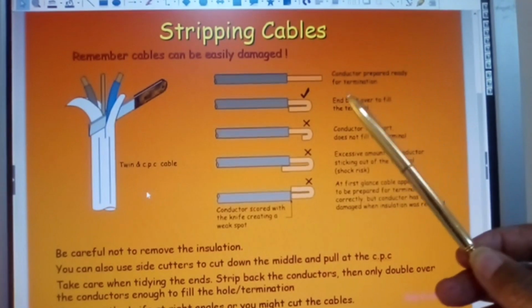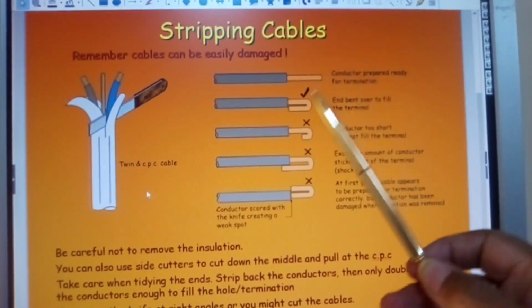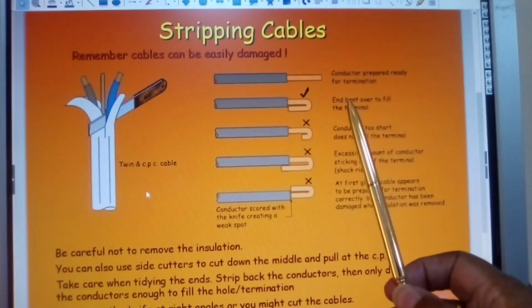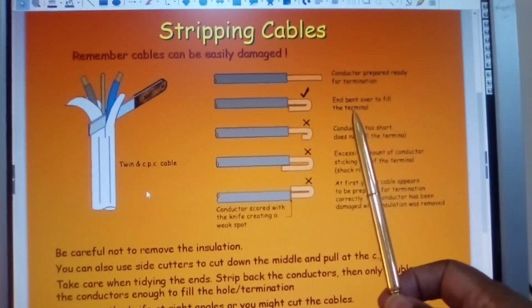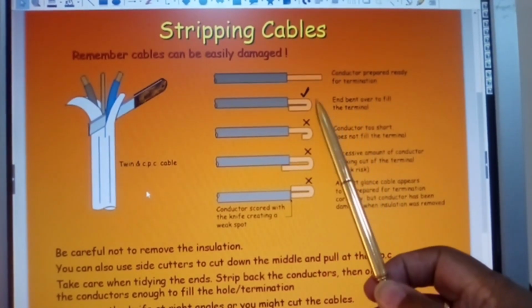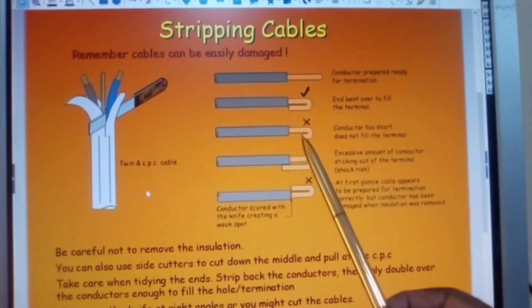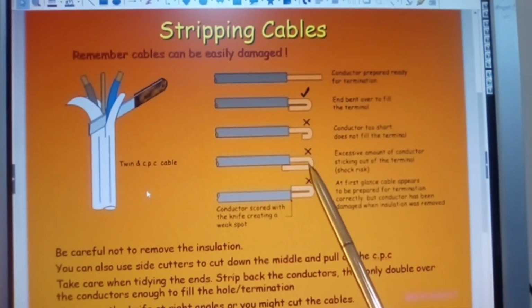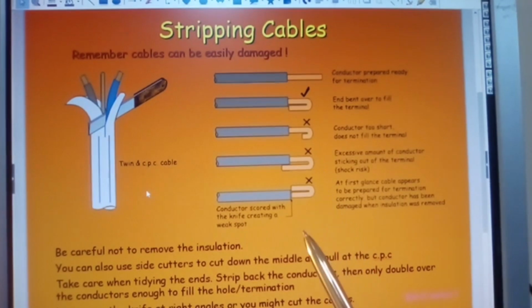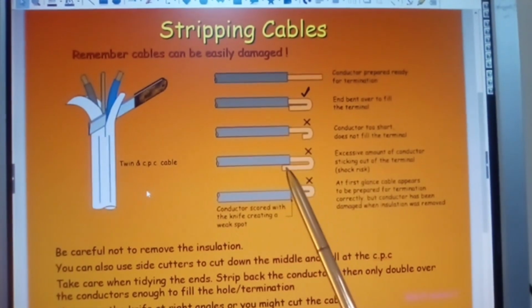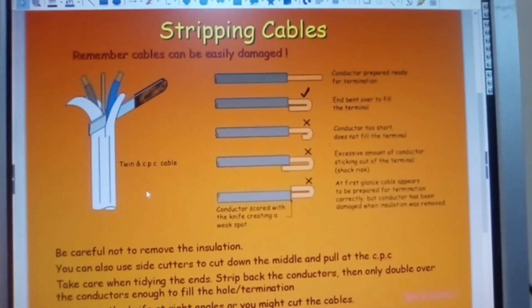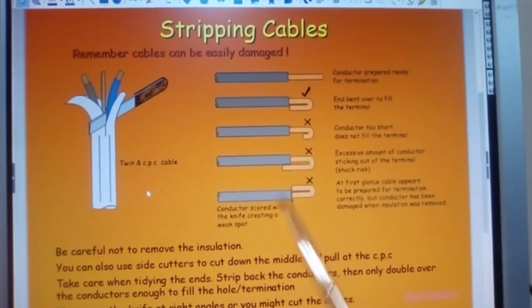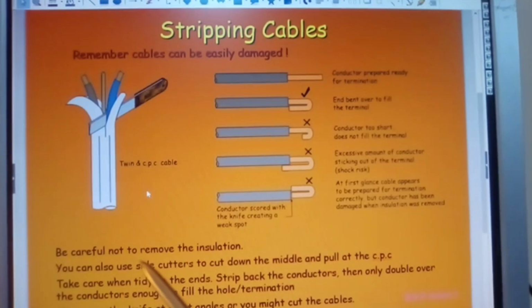Conductor prepared, ready for termination. Here you have one end bent over to fill the terminal. It must be bent over to fill the terminal, it mustn't be short. That's wrong. Here you have an excessive amount of conductor. Don't need that. It should terminate neatly. Be careful not to remove the insulation.